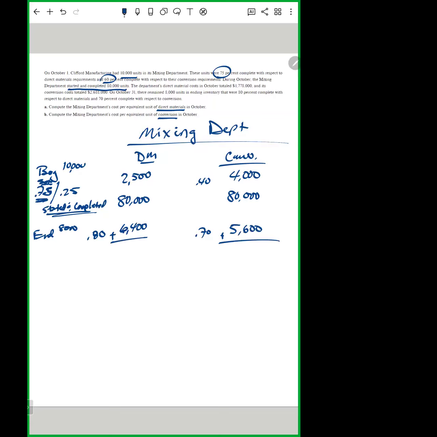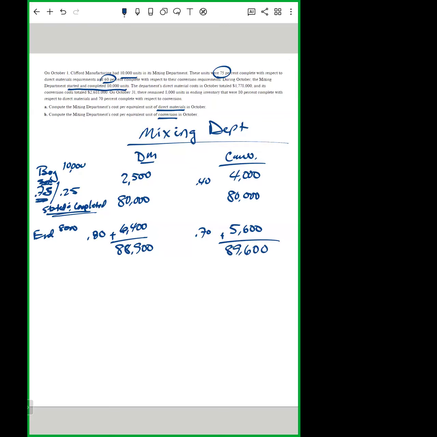So 2,500 plus the 80,000 plus 6,400 gives me 88,900. And then on the conversion side, 4,000 plus the 80,000 plus 5,600 gives me 89,600. So these are my equivalent units for the two.